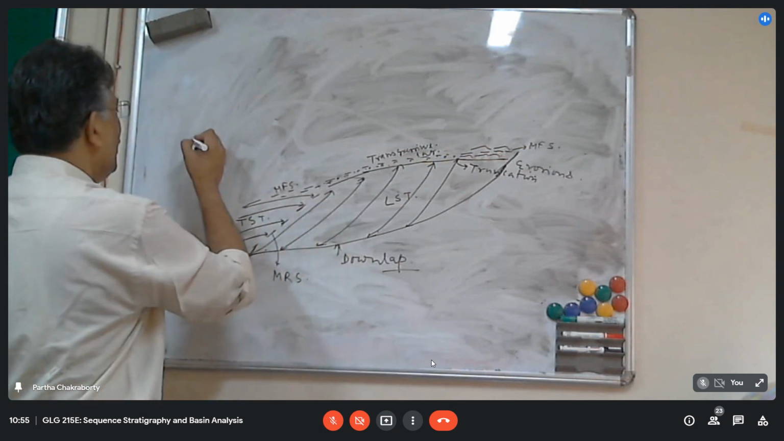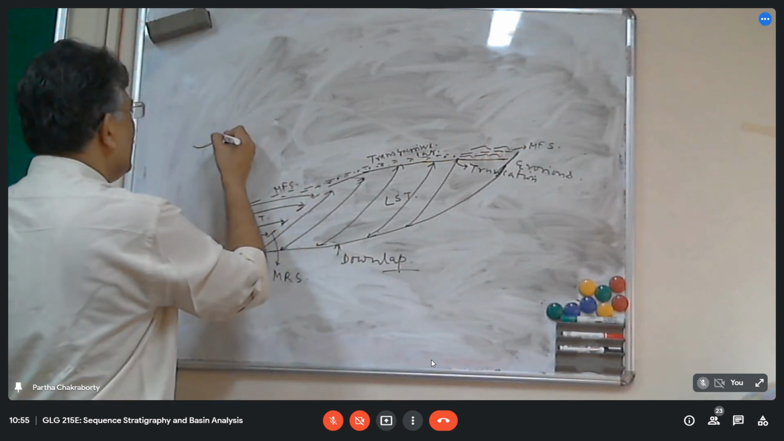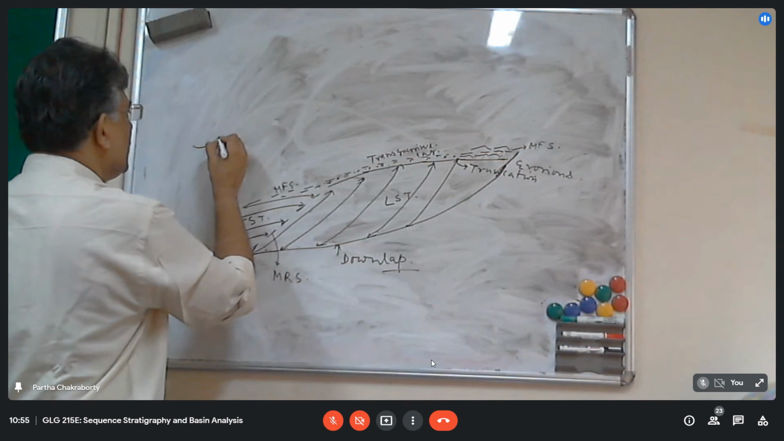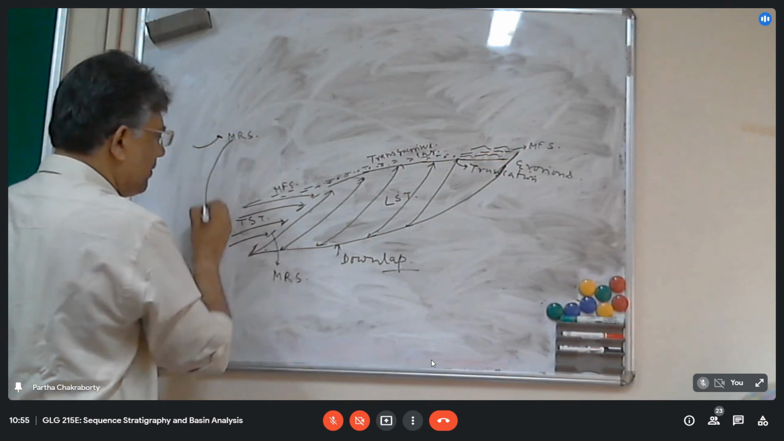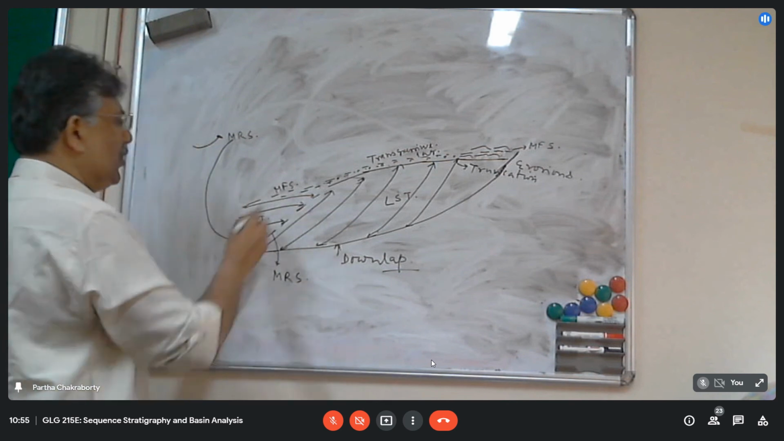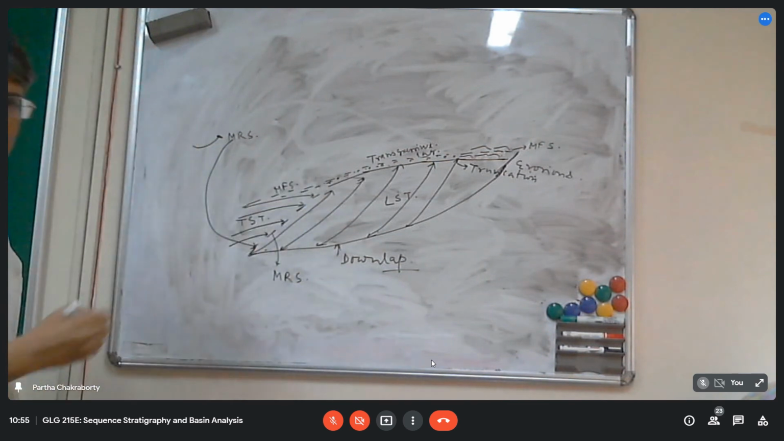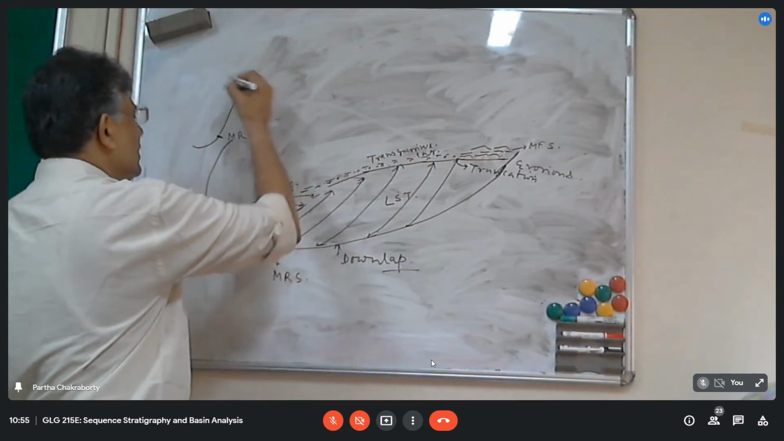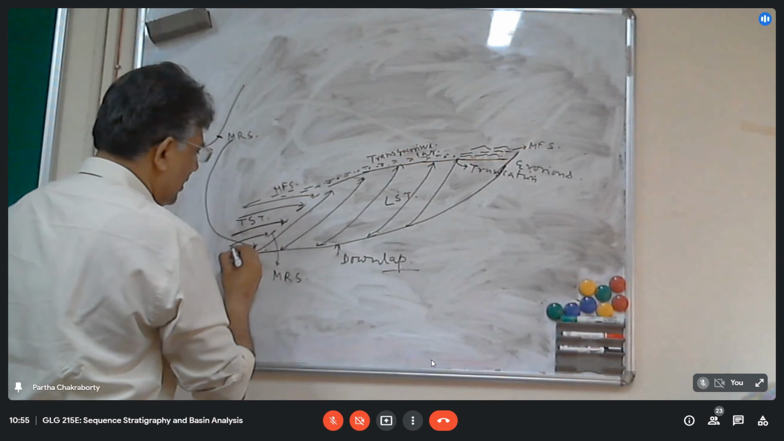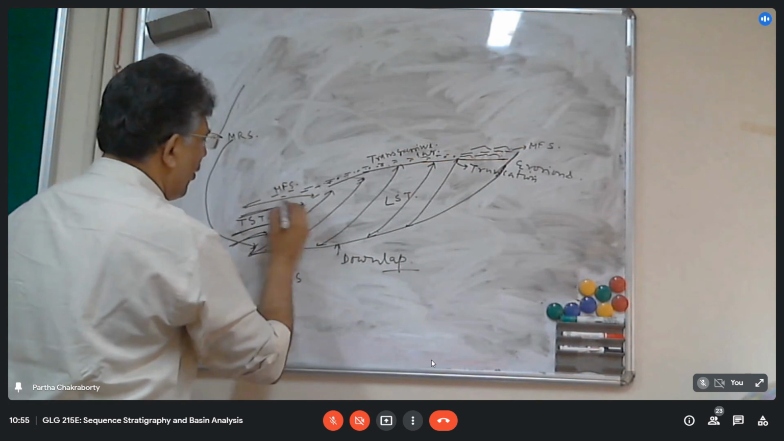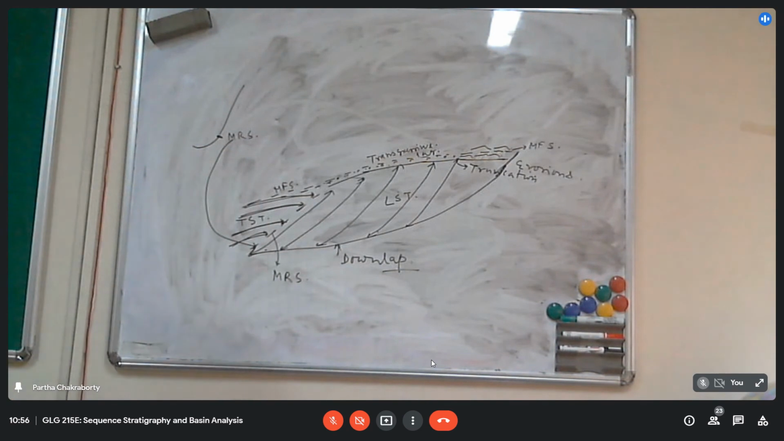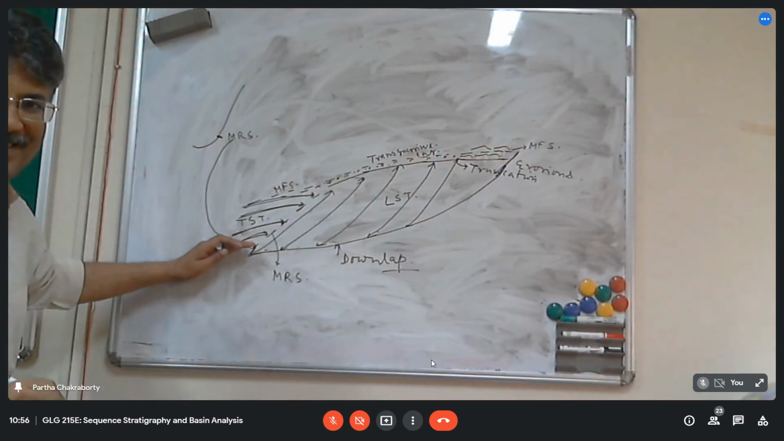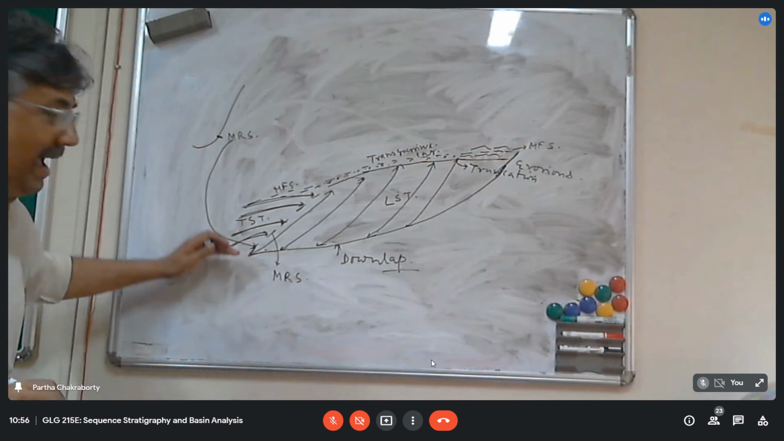Above that is the LST, so this is the MRS. That surface is here, the topmost surface of regression. After this, the transgression starts. So the onlap starts. Fine. Now this is the deeper part, and this is in the deeper part, and we are getting onlap.